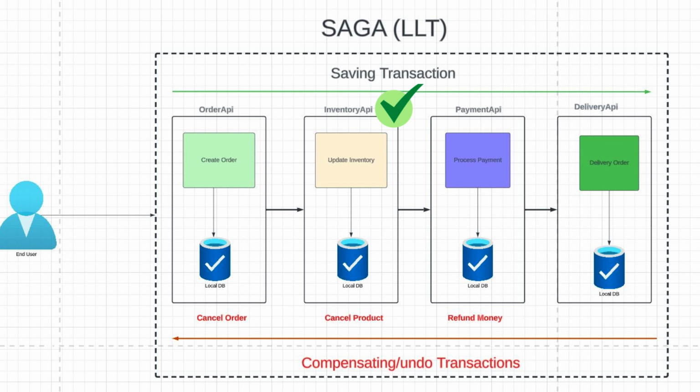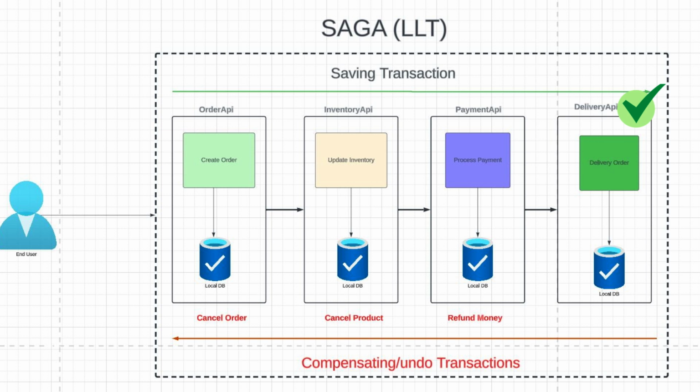Now after that, when the product is finalized, the user has to make a payment, right? Then it will go to the payment API, and it will save the information into its local database. And then finally, the order has to be delivered, and that will make a call to the delivery API, right? Now, it's fine if everything went successfully.